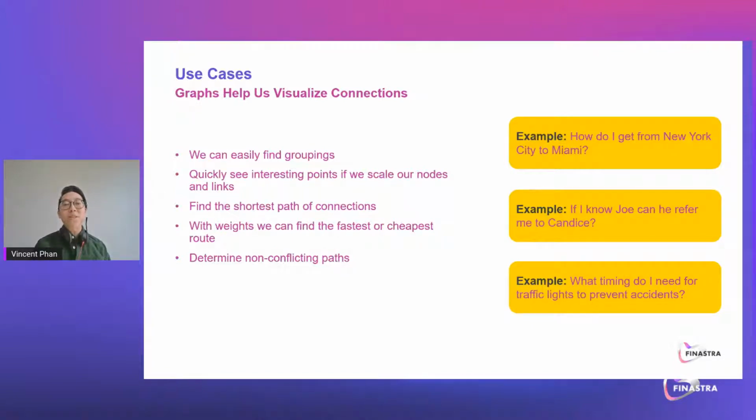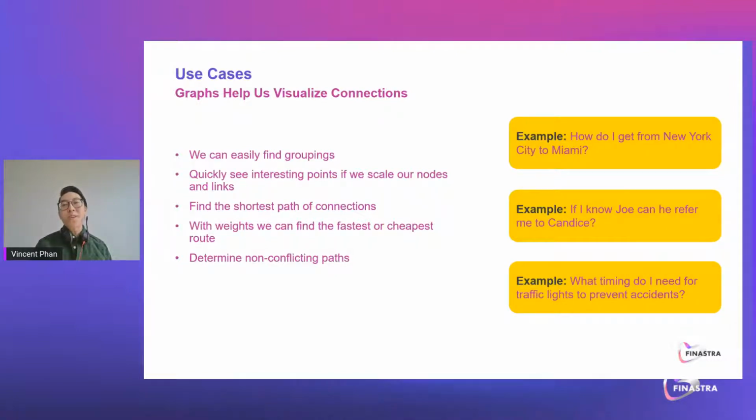With weights, we can use it to find the fastest or cheapest route between cities. We can determine non-conflicting paths. Some examples of questions you could use graphs to solve are: how do I get from New York City to Miami? And maybe you have to take a specific highway, or if there's an obstacle or traffic on that road, you might want to take another path.